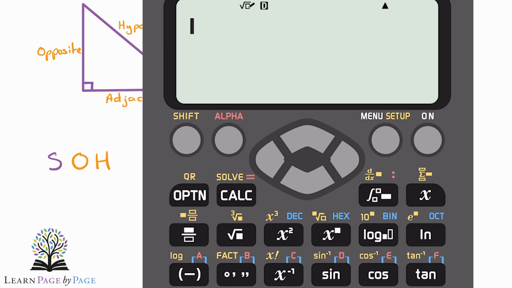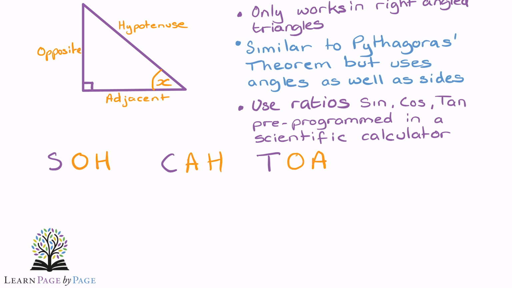And all you do to access that, you see it's in yellow, you're going to have to press shift, which is up here in the top left. So press shift and then you'll get sin to the -1. We'll go into how to input that into the calculator in a minute. Let's go back to learning about SOHCAHTOA.